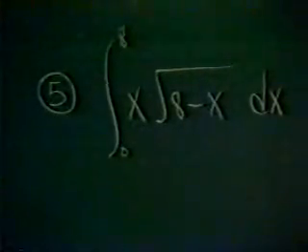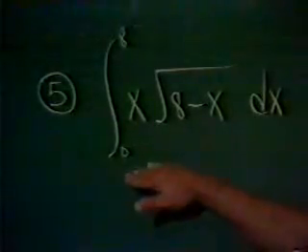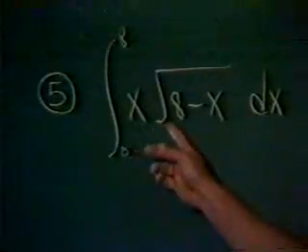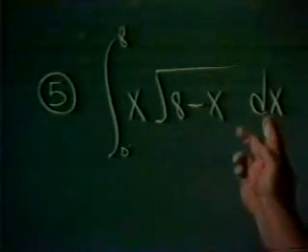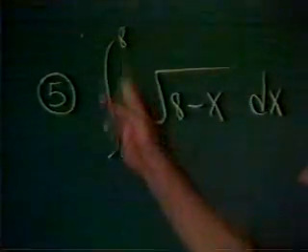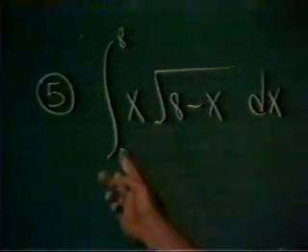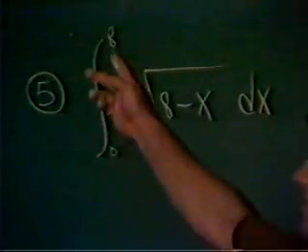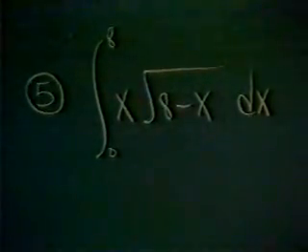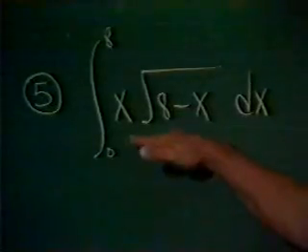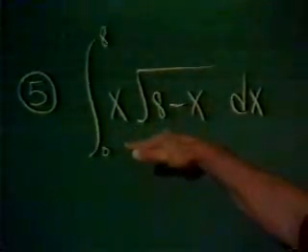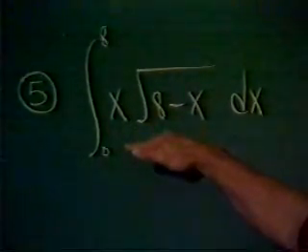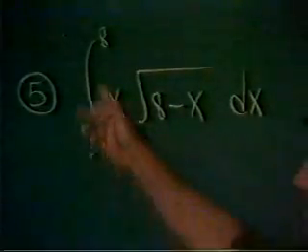Example number 5. Here we're interested in finding the definite integral of x times the square root of 8 minus x dx. And the limits are 0 to 8. That says x ranges from 0 to 8. Well, in finding the definite integral, I first of all must take the antiderivative, and then having taken the antiderivative, I then consider the limits.